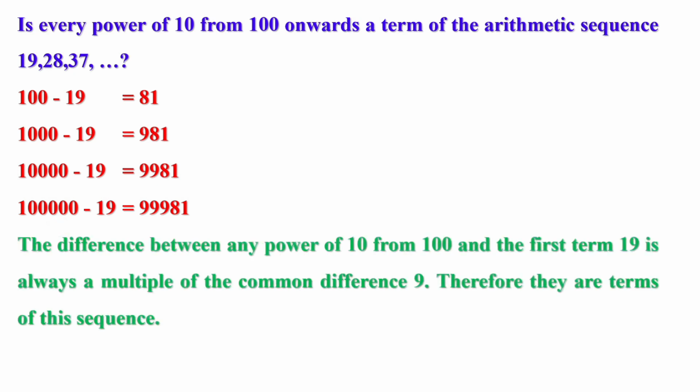So we can say the difference between any power of 10 from 100 and the first term 19 is always a multiple of the common difference 9. Therefore, they are terms of this sequence.